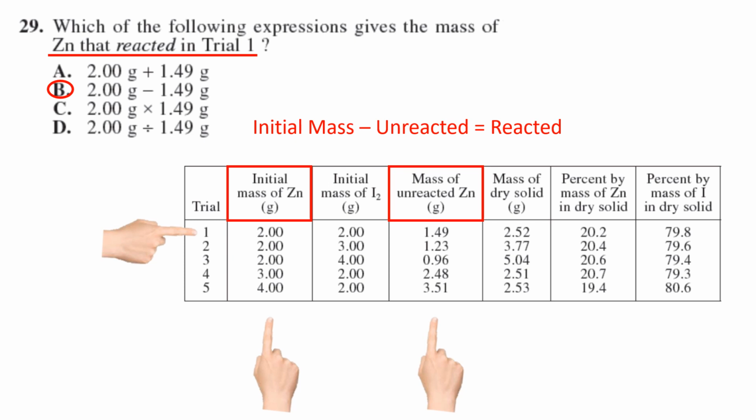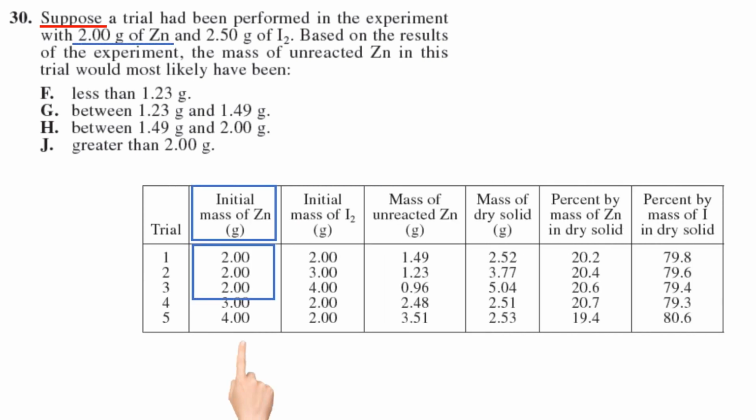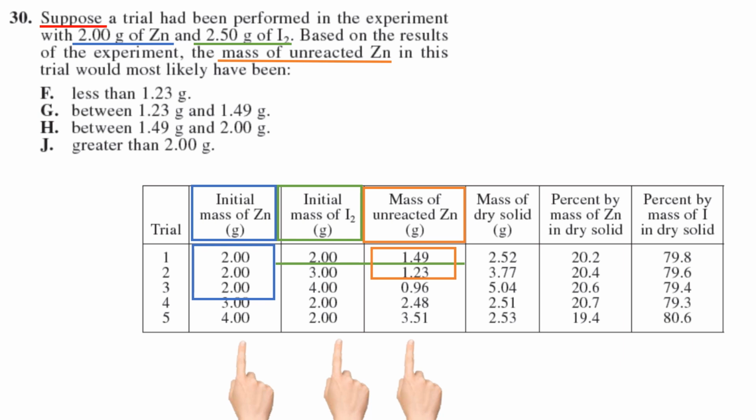So B. Number 30 is a suppose-if-Y question, so we're going to have to think a little bit. A trial had been performed in the experiment with 2 grams of zinc, so this column, so trial 1, 2, or 3, and 2.5 grams of iodine, so here between 2 and 3, between experiments 1 and 2. Based on the results, the mass of unreacted zinc would have been, so it's going to be between 1.49 and 1.23, so choice G.